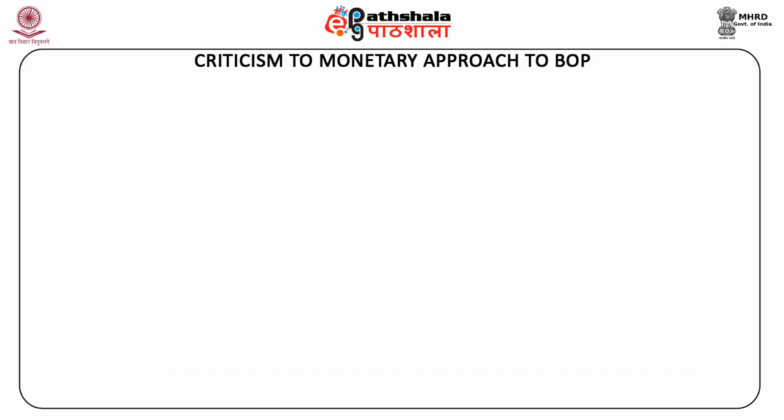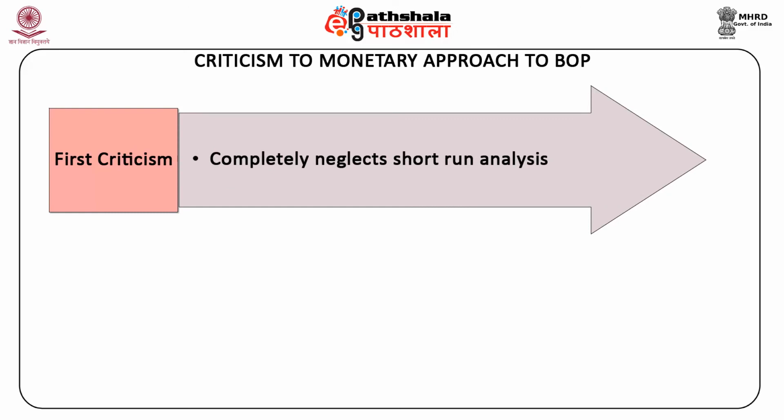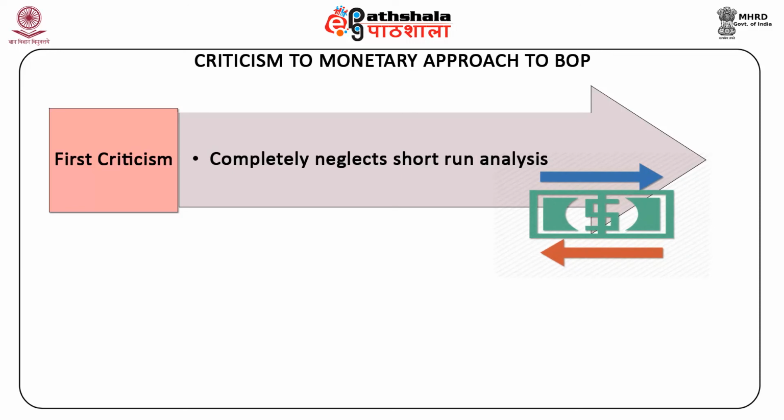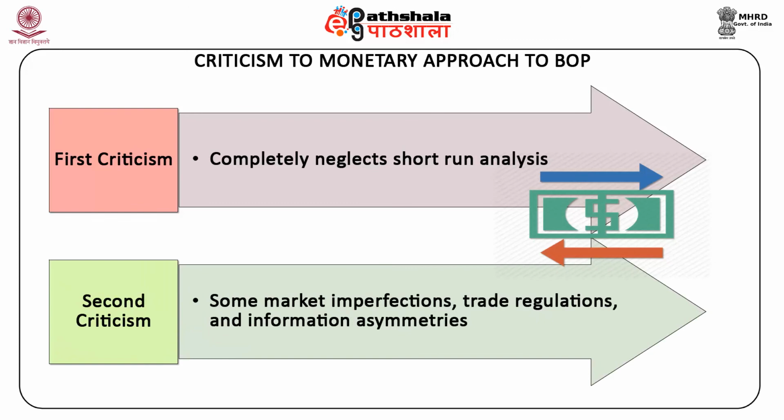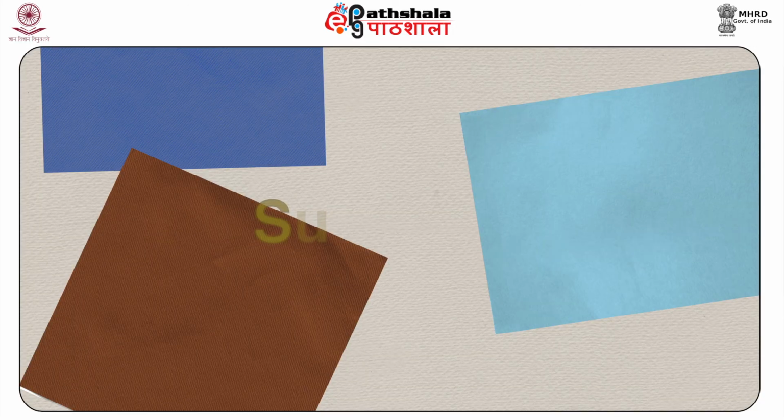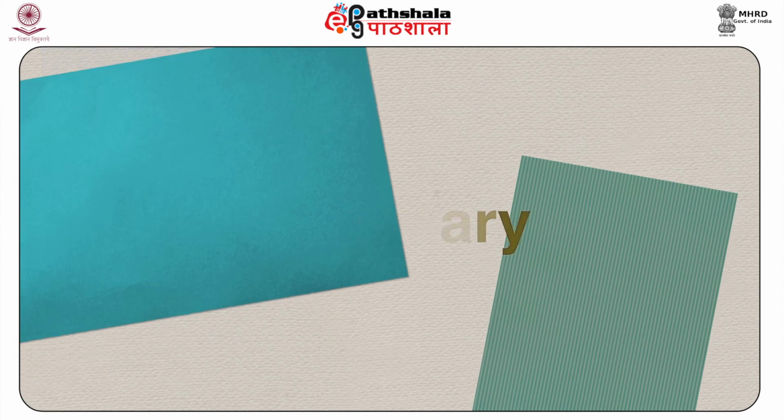Moving on to the criticism to monetary approach to balance of payments, the monetary approach to balance of payments has been criticized on two major counts. First, it completely neglects the short-run analysis and money demand is assumed to be a stable function of income, prices, and interest rates, which may not be true in the short run. Second, there are some market imperfections, trade regulations, and information asymmetries because of which law of one price may not hold. Let us now summarize what we have learnt in this module.